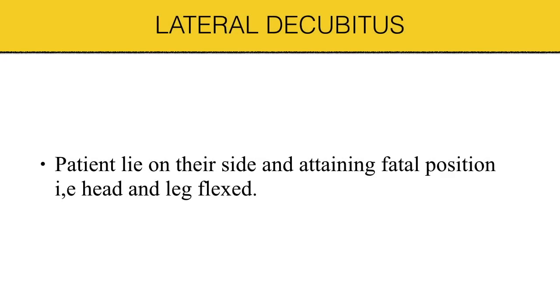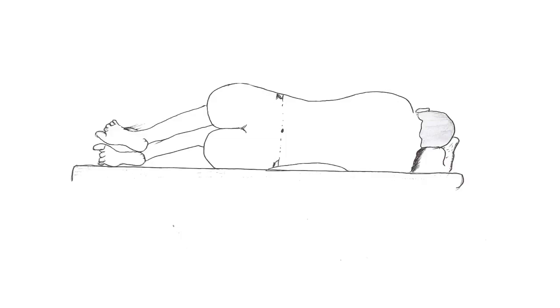Lateral decubitus position: the patient lies on one side and attains the fetal position, just like that of the fetus. What is the position of the fetus? The head and legs are flexed. In that position, the patient has to lie down on the lateral side and flex his knee and hip and also his neck so that the interspinous space will increase.